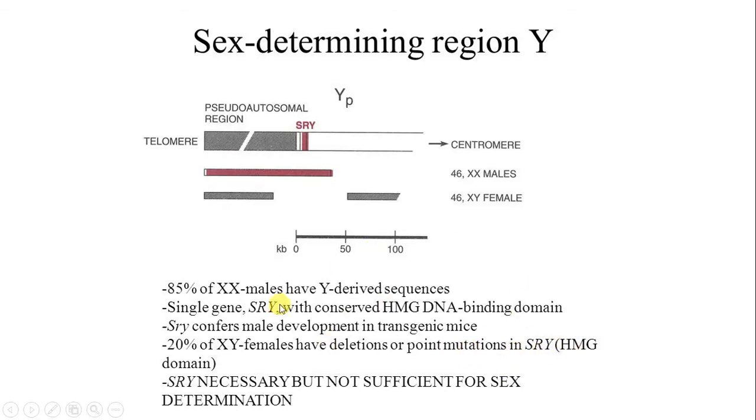20% of XY females have deletion of point of maturation of SRY. So that is the congenital anomalies that can result from the presence or absence of SRY component. So SRY is necessary but not sufficient for sex differentiation. Here in the XY females, 20% cases, SRY is present but not sufficient for the sex differentiation.